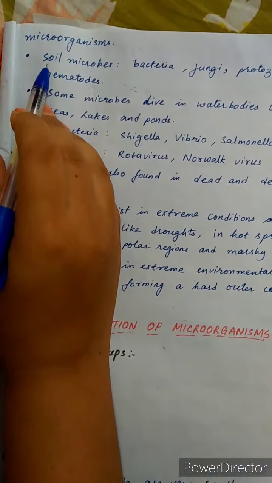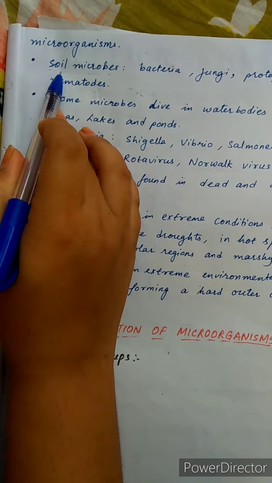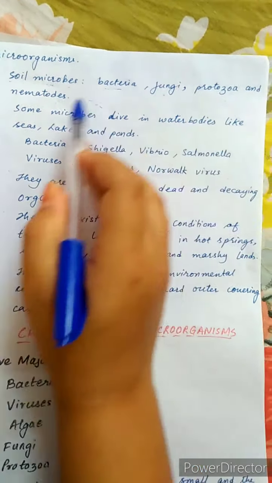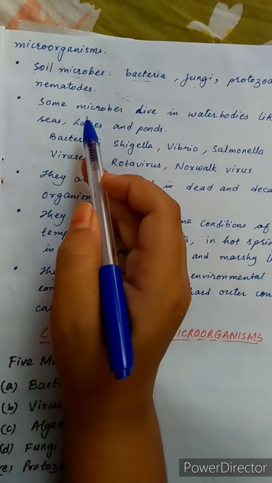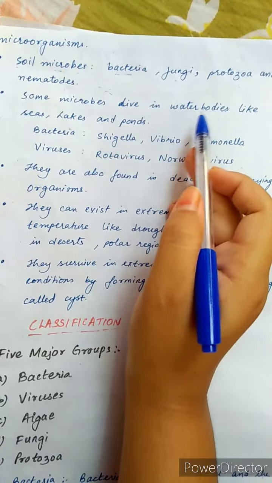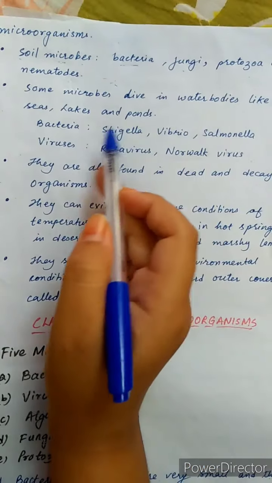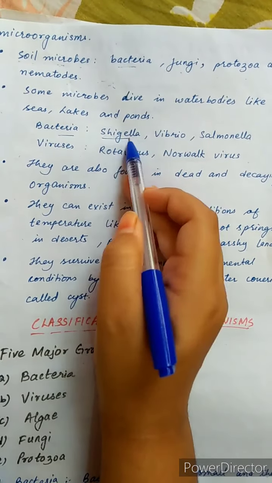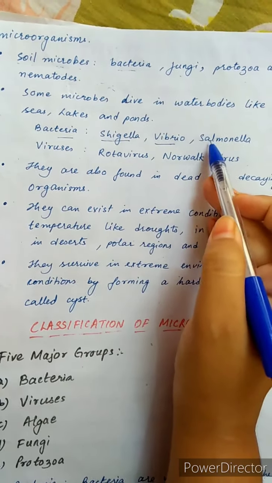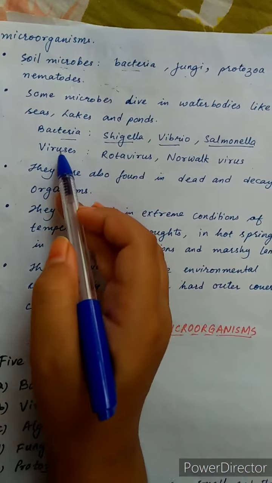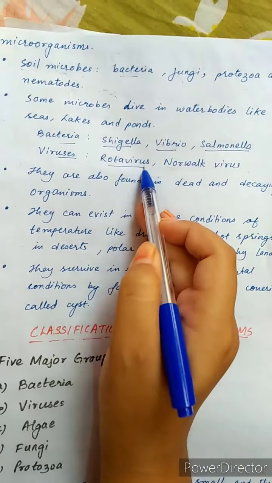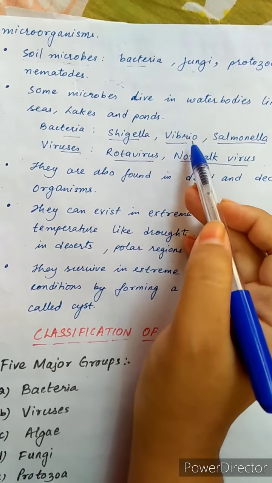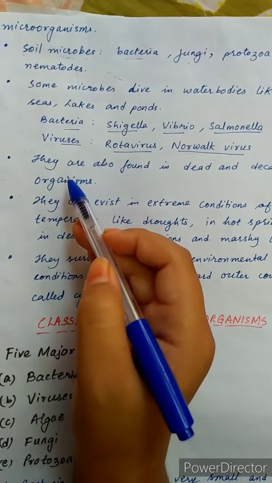Now some microorganisms are present in soil also. Soil microbes like bacteria, fungi, protozoa and nematodes. And some microbes live in water bodies like seas, lakes and ponds. In seas, lakes and ponds, bacteria like Shigella, Vibrio and Salmonella, and viruses like rotavirus and Norwalk virus are present.